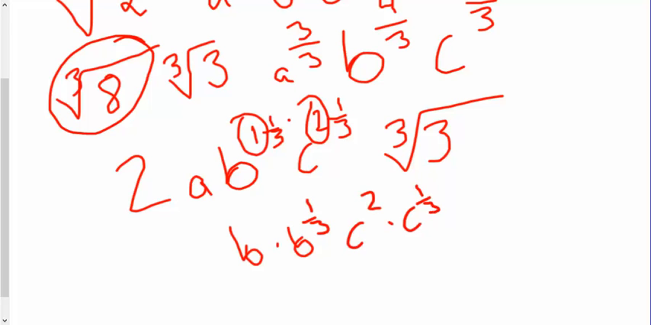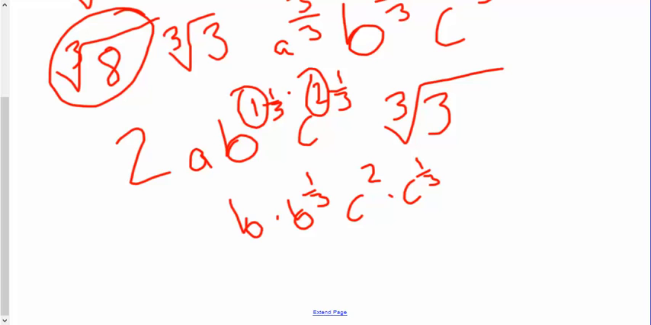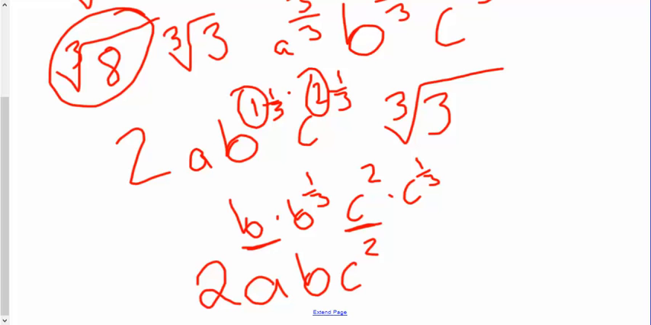Anytime I have a fractional power, I need to rewrite that underneath my radical. So this would be 2a, and then I have that b left over, that c squared left over, and then I have the cube root of 3bc, right? I have that 3 left over from the 24. And that's all I could do.